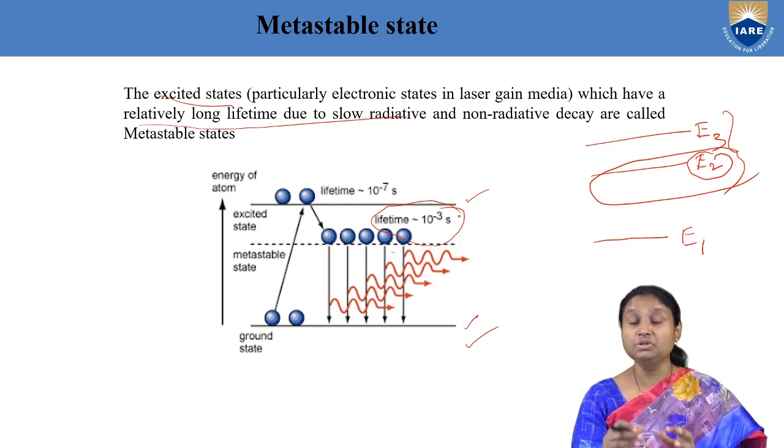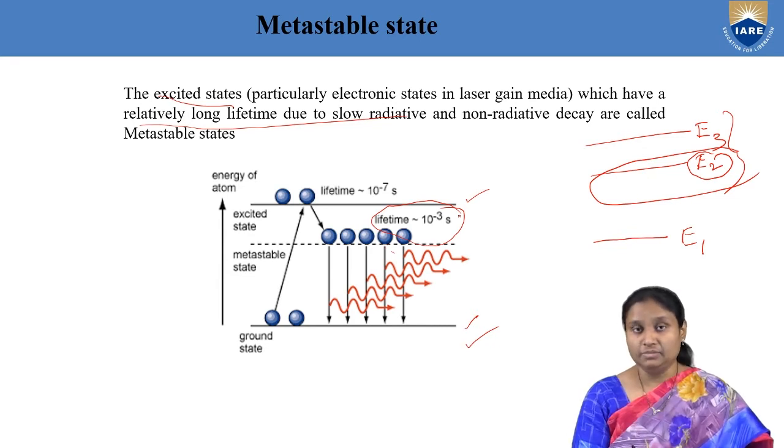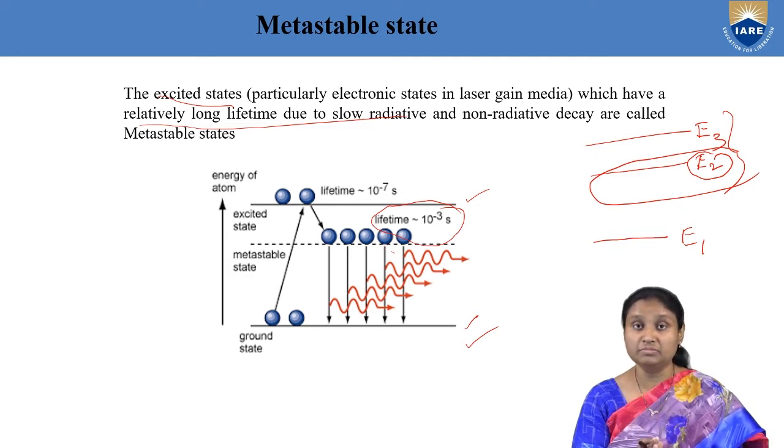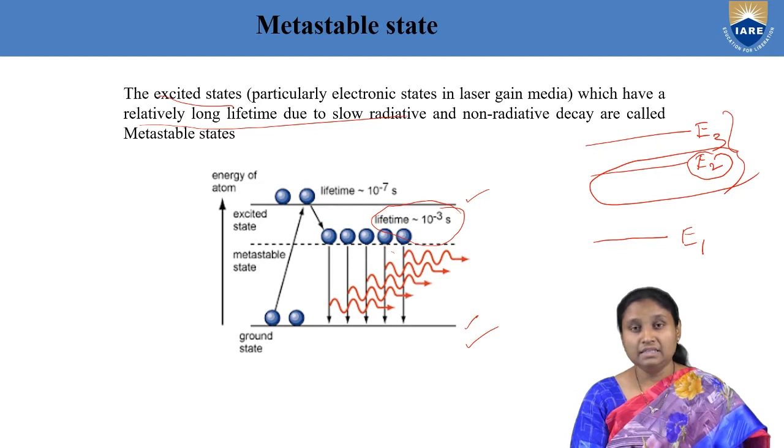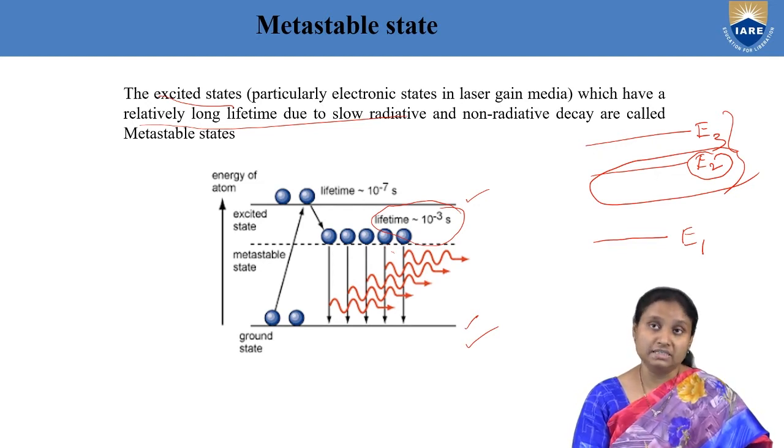It means that it is going to retain the atom in its state for more time compared to the excited state. So once any atom or electron goes to the metastable state, it cannot easily come down. It will take more time to get de-excited to the ground state. And this metastable state is going to play a very important role in laser emission.